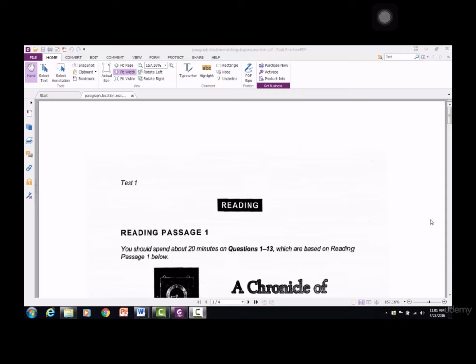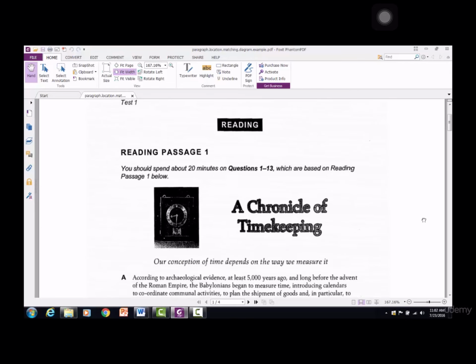Okay, everyone. So let's go ahead and go through how to do a matching question. We're looking at reading passage one. This is from Cambridge book number 8, which is one of the books that I teach from when I teach my classes. And it's one of the books that I'm using to teach this online class to you.